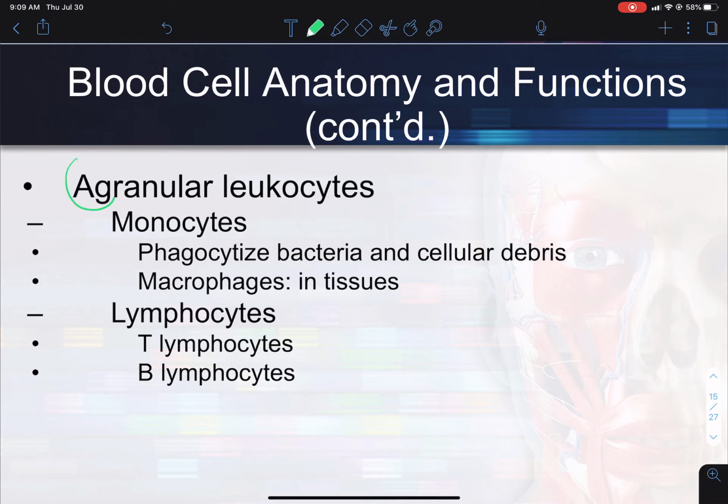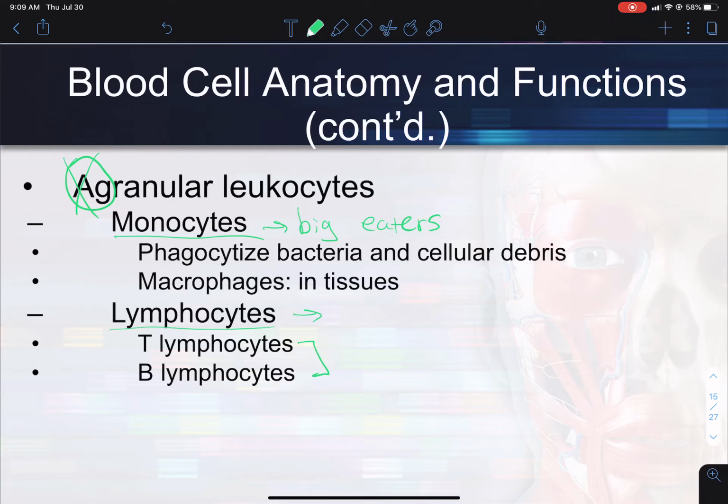Agranulocytes, so no granules. We have two different types of cells, monocytes and lymphocytes. Monocytes, like I said, are those really big eaters. And lymphocytes are the ones that are going to eventually turn into the B and the T cells.